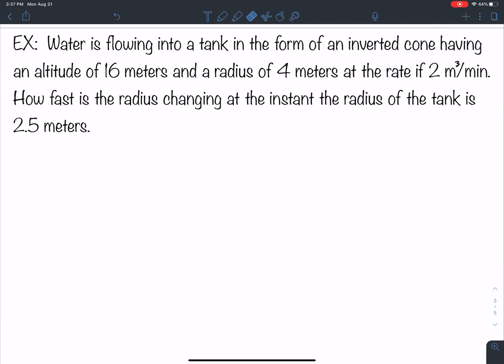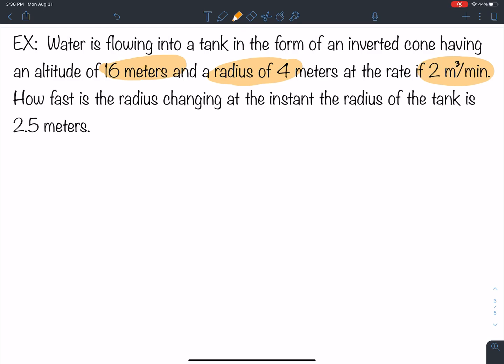So in this related rates video, we have water flowing into a tank in the form of an inverted cone having an altitude of 16 meters and a radius of 4 meters. The water is flowing into this inverted cone at a rate of 2 meters cubed per minute. This is volume units, so that's why it's meters cubed.